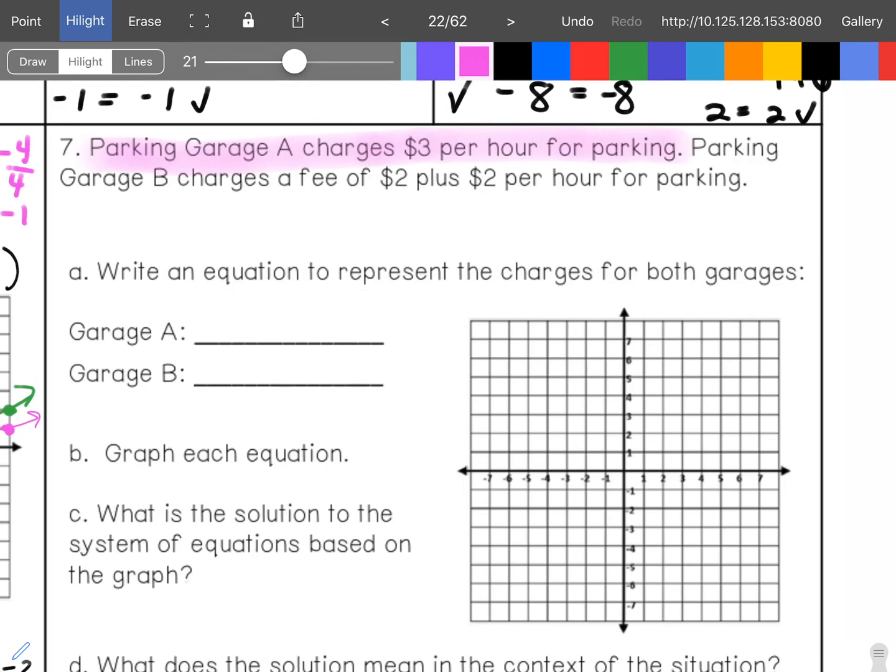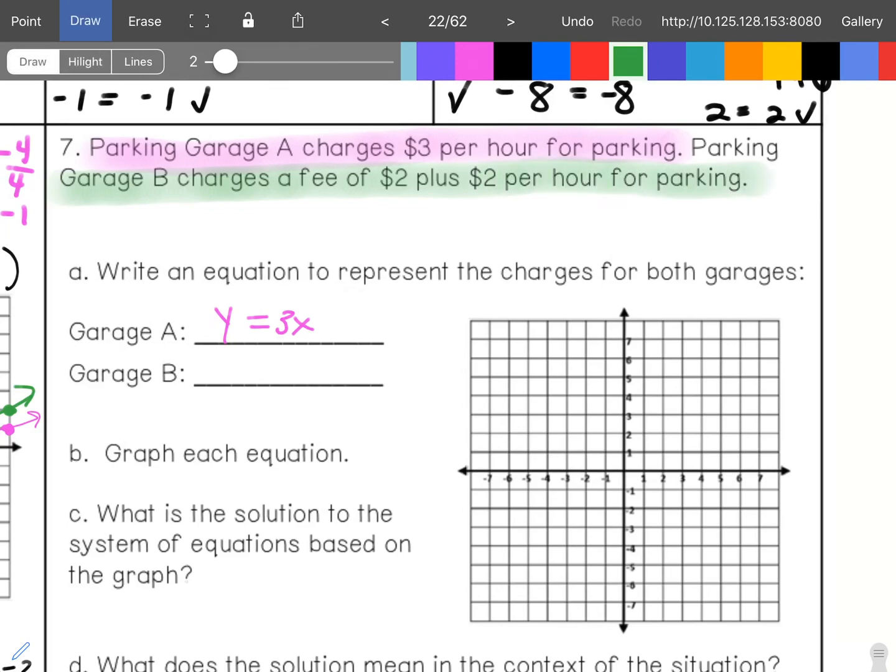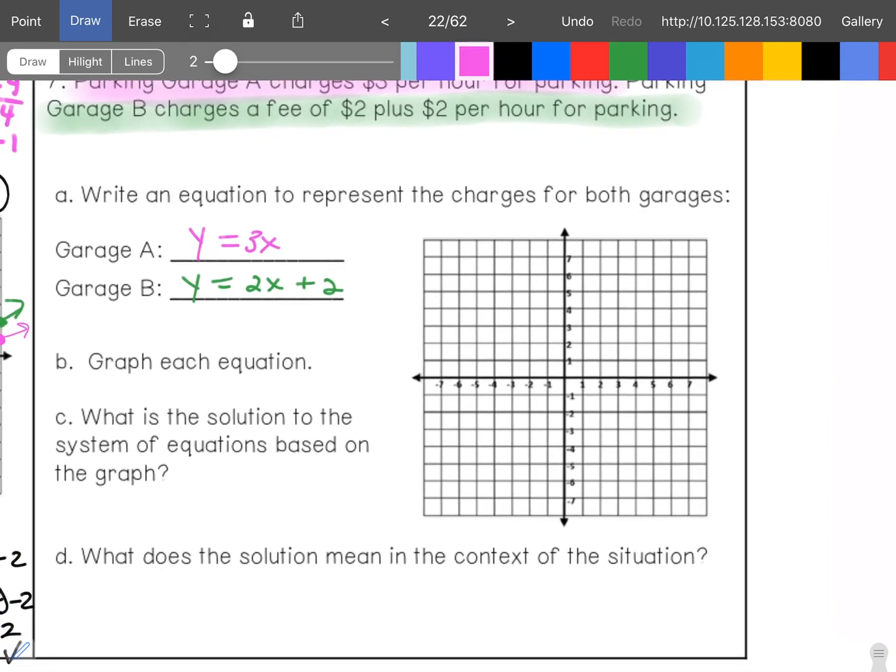The hours is just going to be our x, and we don't know how many hours we're going to have, so we could write y equals $3 per hour, so 3 times x would be good. All right, and then garage B charges $2 plus $2 per hour for parking. So what do you think that equation would look like? $2 plus $2 per hour for parking. So you could put 2 plus 2x, but since we're used to having the x first, I'm going to write 2x plus 2.